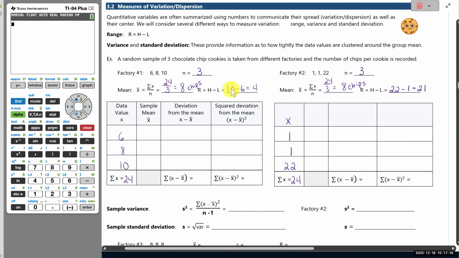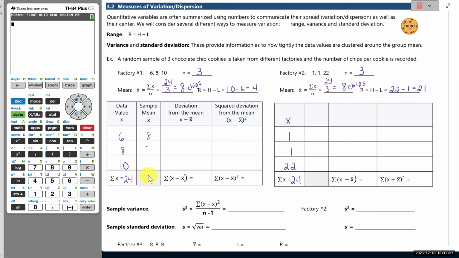Rather than using range to describe how the data shows its variation, we're going to focus on variance and standard deviation. To illustrate that, I'm going to come back to factory number 1. What I'm going to do is write the sample mean next to each of these cookies. We know the mean came out to be 8.